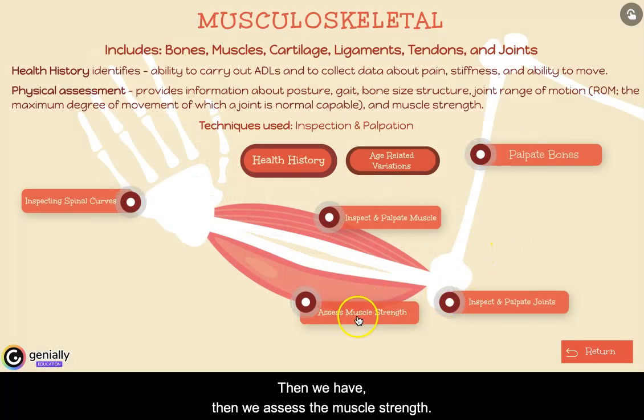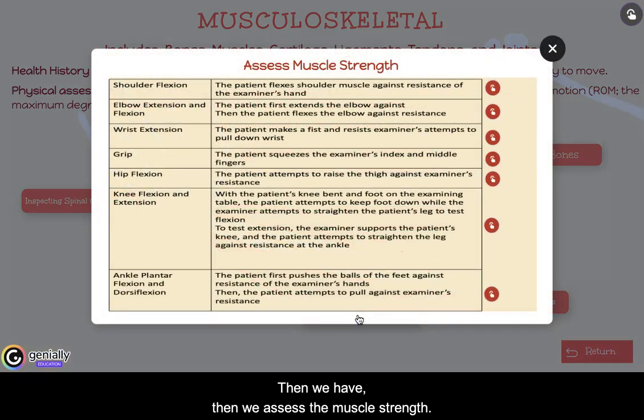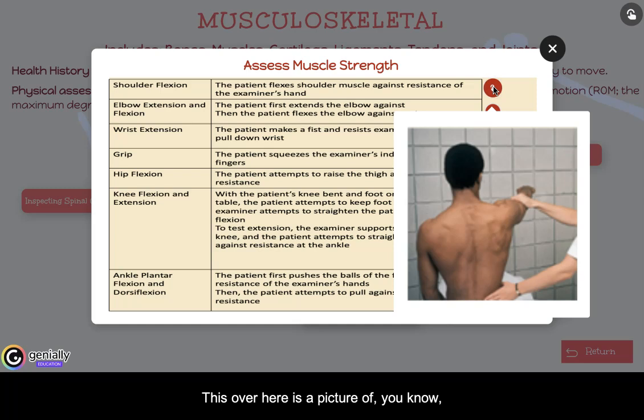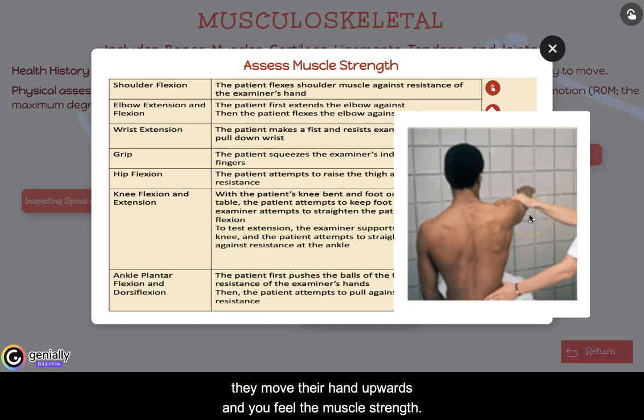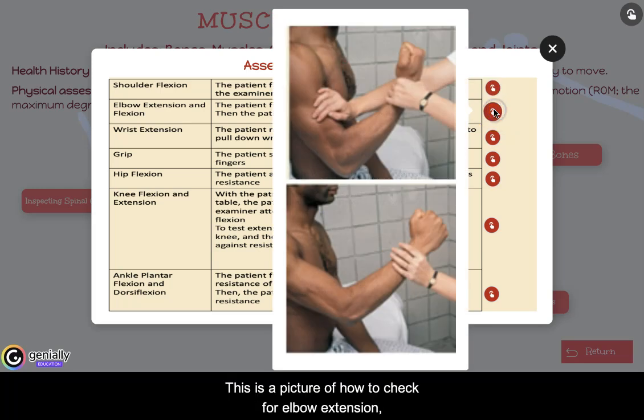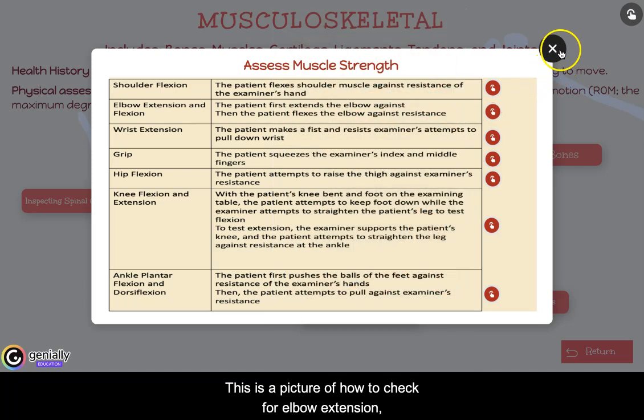Then we assess the muscle strength. Shoulder flexion: the patient flexes their shoulder muscle against resistance on the examiner's hand. This over here is a picture of it, they move their hand upwards and you feel the muscle strength. Then elbow extension, where the patient extends the elbow against resistance, and then the patient flexes the elbow against resistance. This is a picture of how to check for elbow extension.